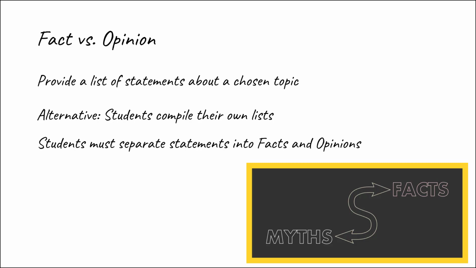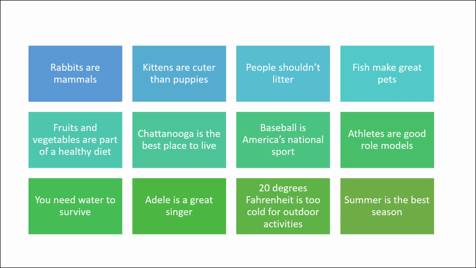You may choose to require students to provide sources or a rationale for why they put each statement into its respective category. Here's an example of a set of statements. Topics such as kittens are cuter than puppies or fish make great pets are clearly opinions. However, if you feel strongly about these, it may be hard to classify them as opinions.